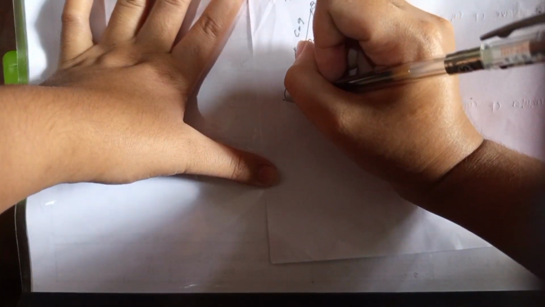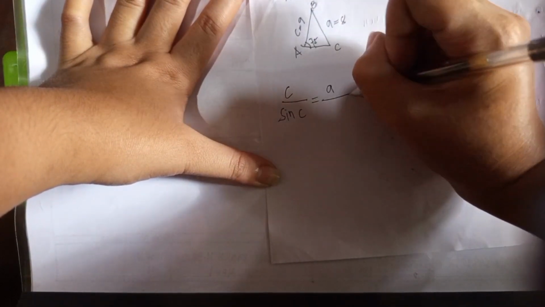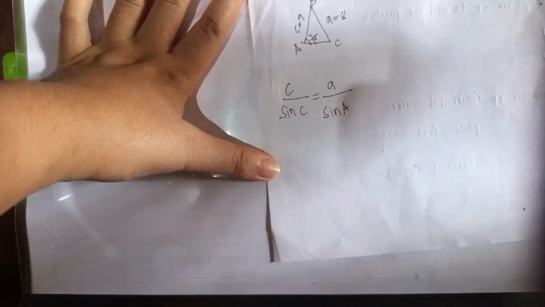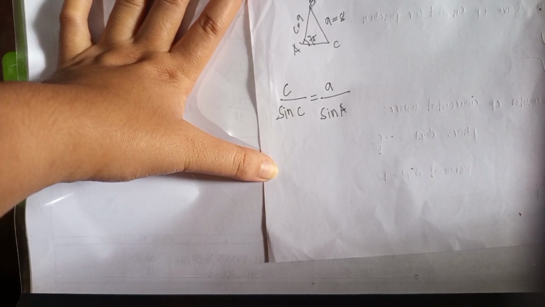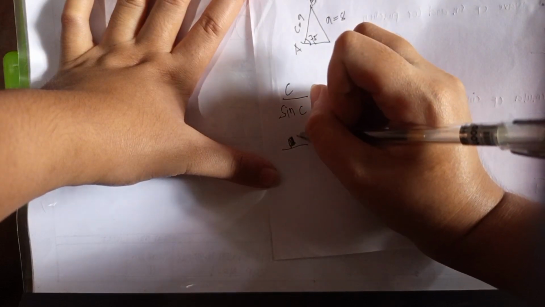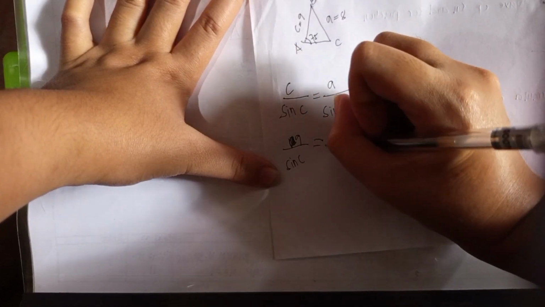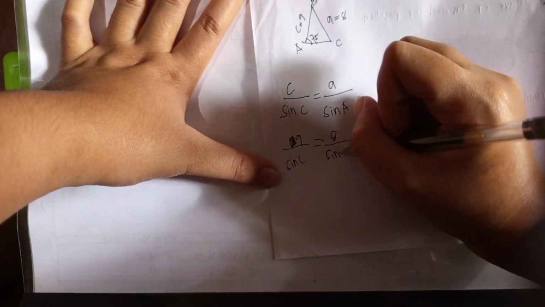Let's start by finding angle C. Let's use this formula: side C over sine C is equal to side A over sine A. C is 9, so 9 over sine C equals A, which is 8, over sine 75 degrees.